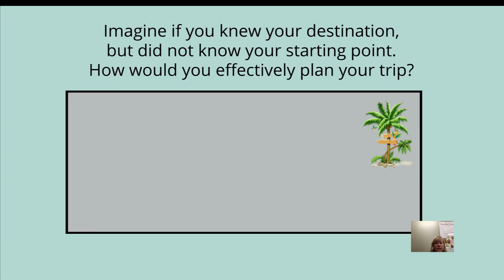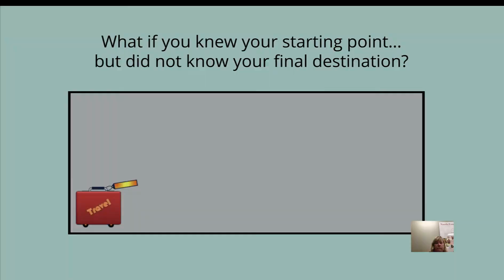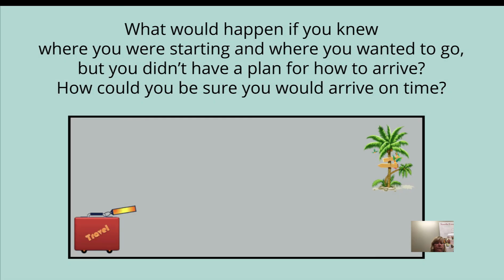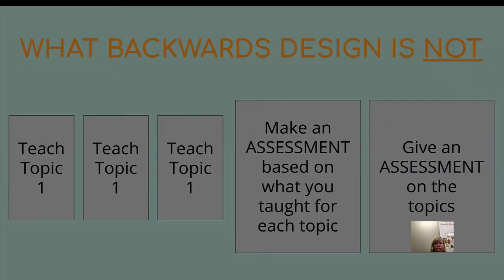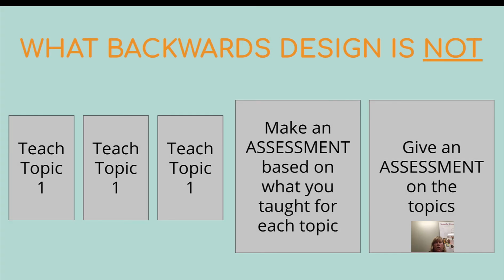Imagine if you knew your destination but did not know your starting point. How would you effectively plan your trip? What if you knew your starting point but not your final destination? How would you know where to go? What would happen if you knew where you were starting and where you wanted to go, but you didn't have a plan for how to arrive? How could you be sure that you would arrive on time? So this is a perfect metaphor for backwards planning.